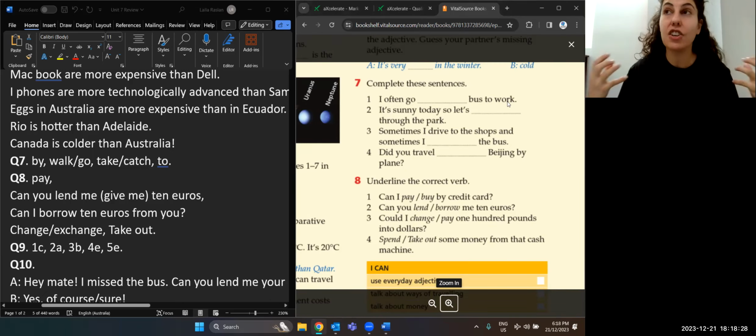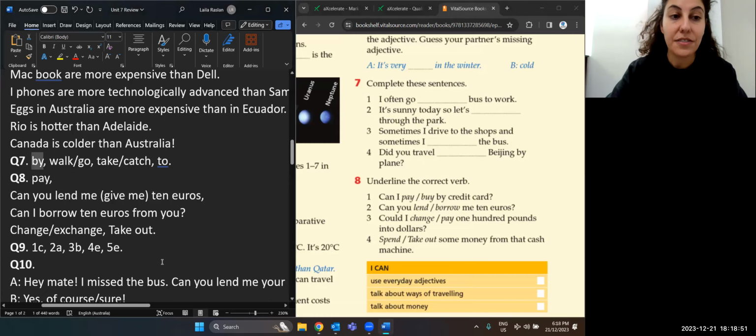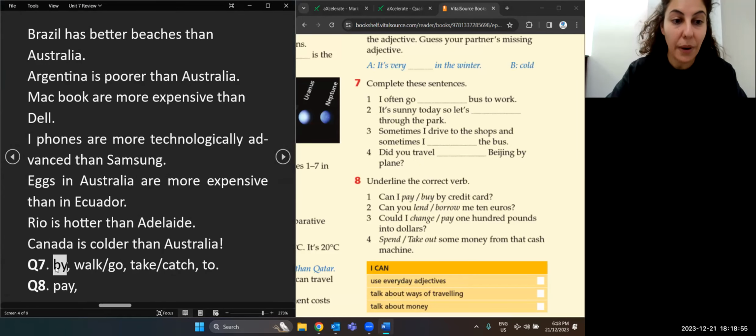By car. You've got to use that preposition: by car, by bus, by tram, by bicycle, by motorbike. So when you are telling someone how you move from this place to this place, then you say by. So, I often go something bus to work. I often go by. Yeah, I often go by bus to work.